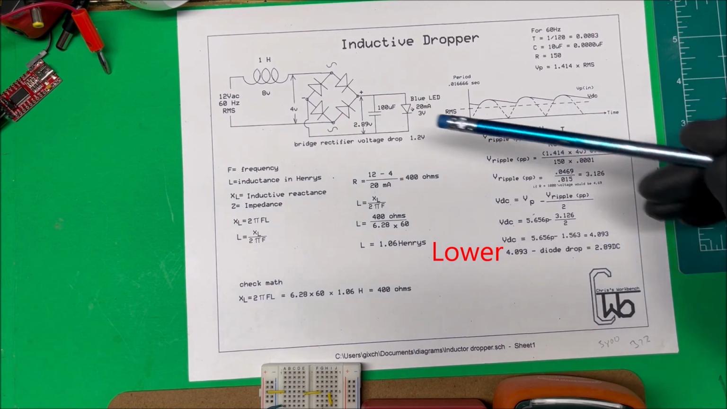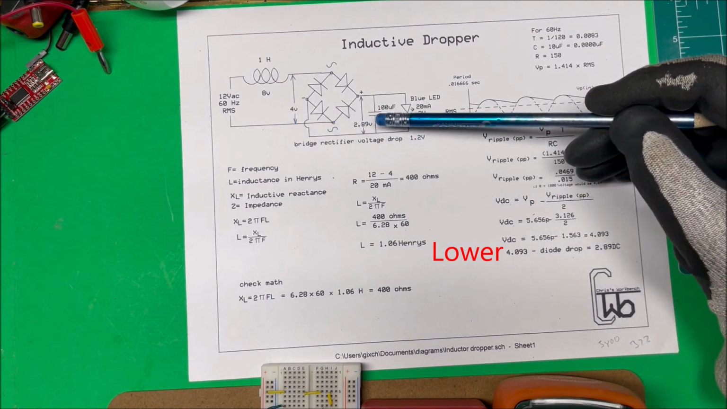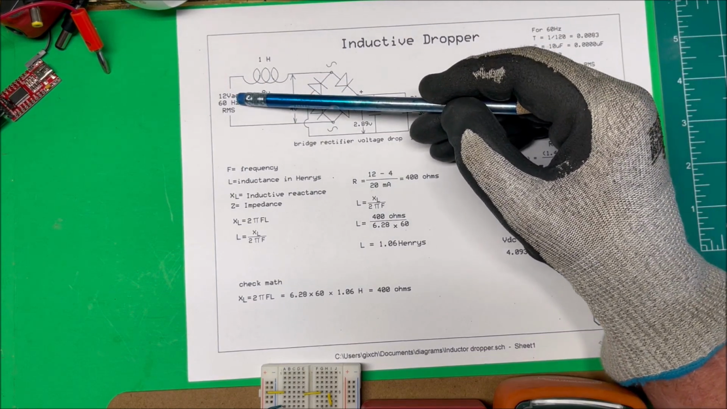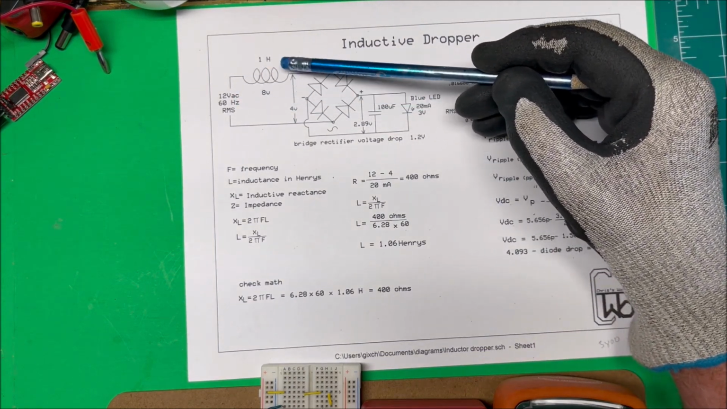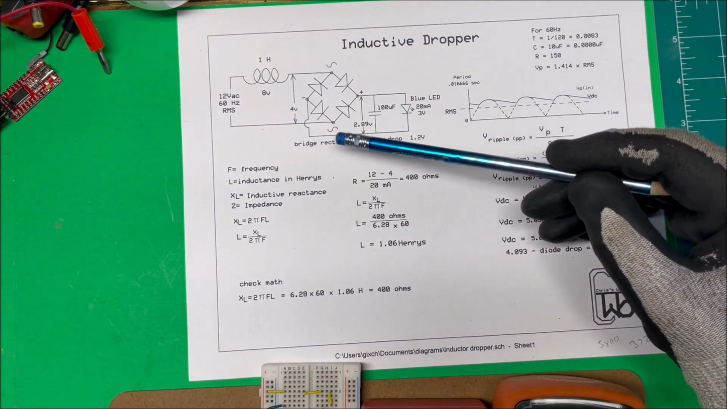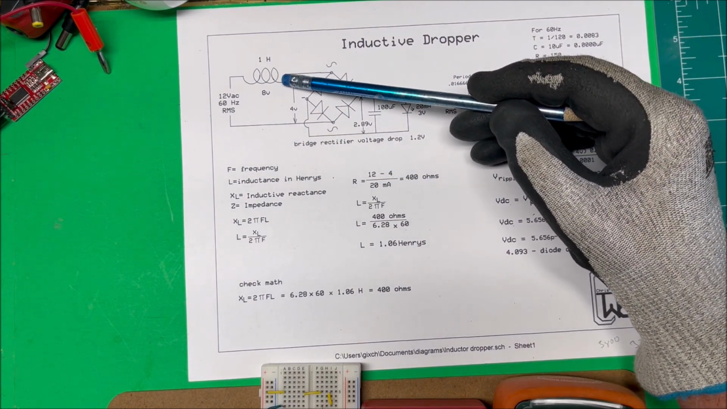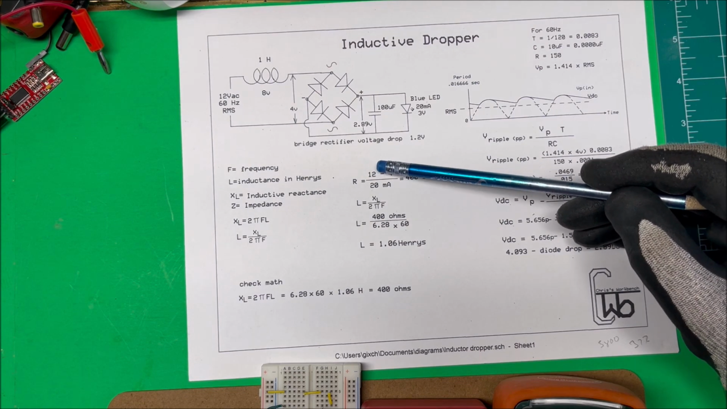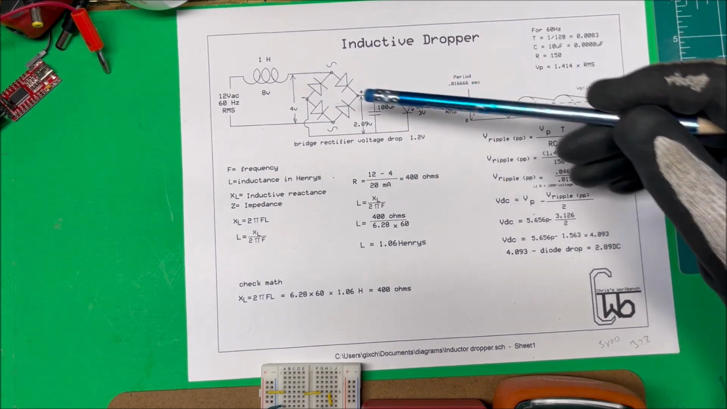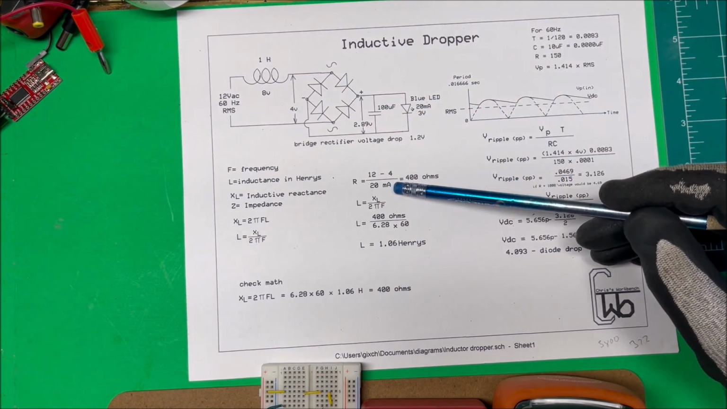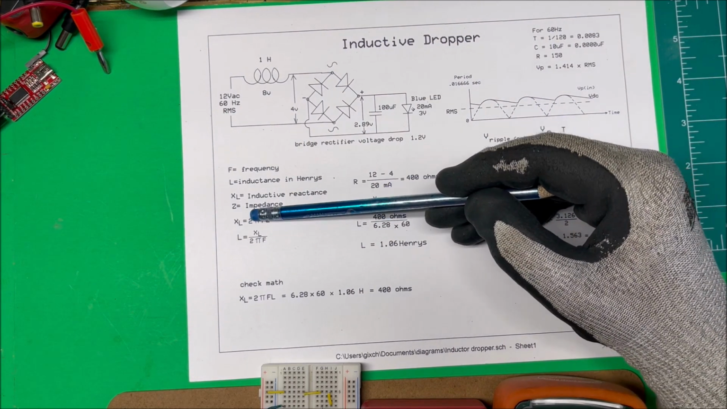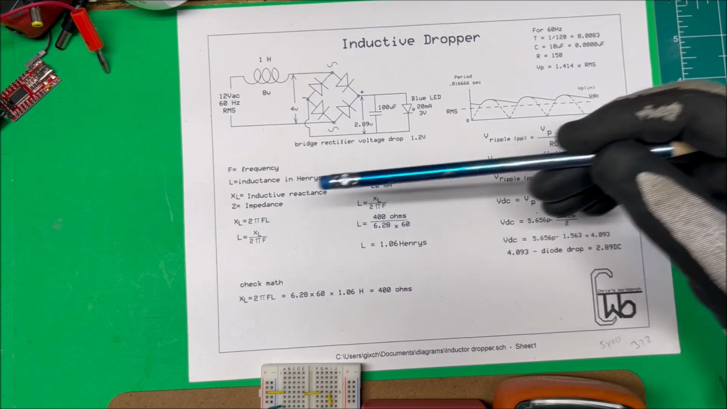So if we put 4 volts in here, we're going to get our 3 volts out over here. We're going to put 12 volts over here, so we have to drop 8 volts across this inductor. We find the inductive reactance: 12 minus 4 gives us 8, divided by our load of 20 milliamps. That's going to be 400 ohms. So we know our inductive reactance is 400 ohms.